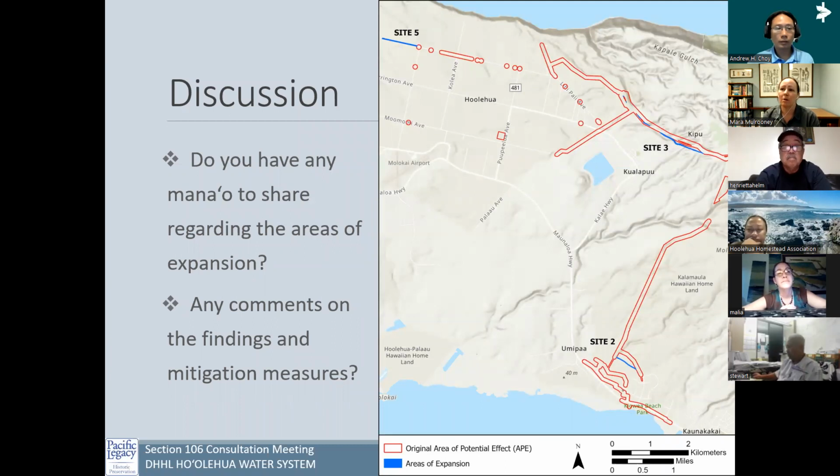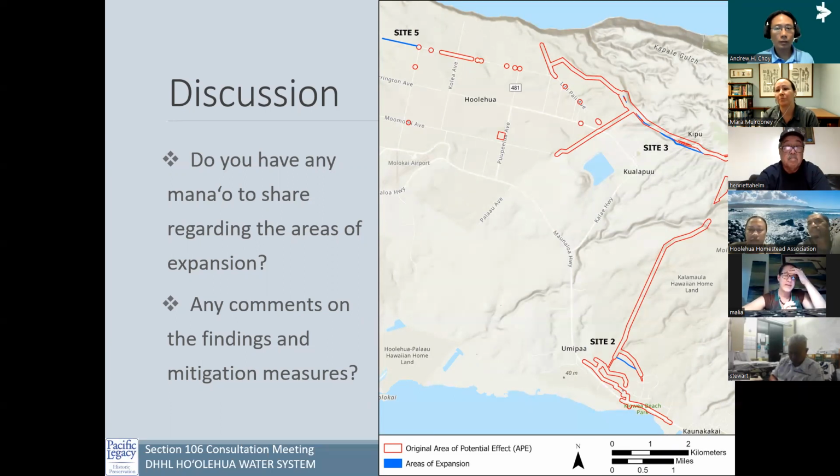All artifacts come here and then we fully document them so that they can be included in the archaeological monitoring report. And then they will be returned to DHHL. And DHHL, together with the State Historic Preservation Division, will determine an appropriate curation facility or repository for any artifacts that are identified during the project.